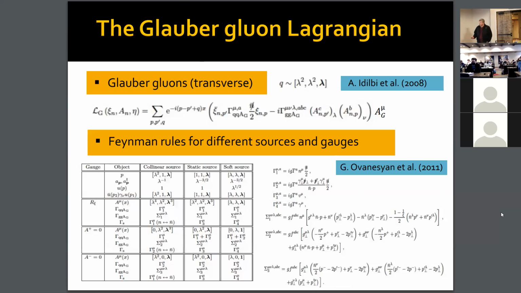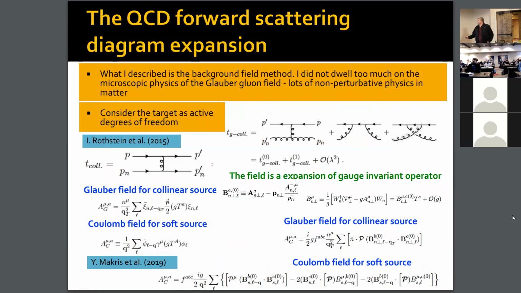Now, what are the Feynman rules for the different components? What are the momentum scalings? What are the scalings of the fields? It depends on the gauge, and it also depends on the type of source in the medium, the quasi-particles in the medium that make the Glauber gluon. And they're just given for reference. Of course, I don't expect anyone to remember them, but they can be derived. The point is that from the scalings that Duff Neill talked about, we can derive those Feynman rules.